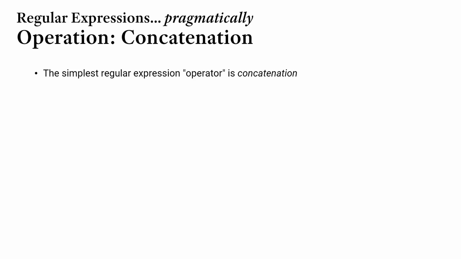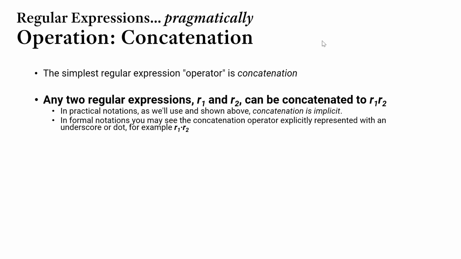Let's take a look at concatenation and alternation and closure a little bit more concretely. So the simplest operator that we previewed before is concatenation, right? And any two regular expressions can be concatenated together. It doesn't just have to be one letter concatenated with another. We can take any two regular expressions and effectively join them together such that one regular expression has to be followed by another regular expression through concatenation.